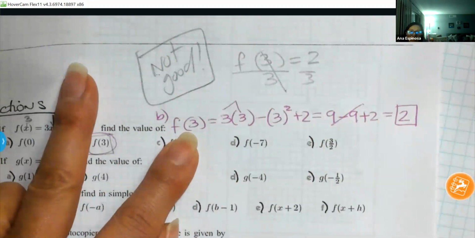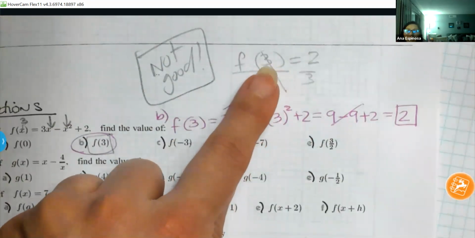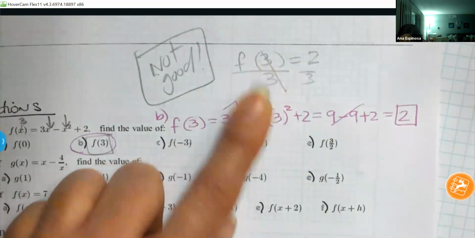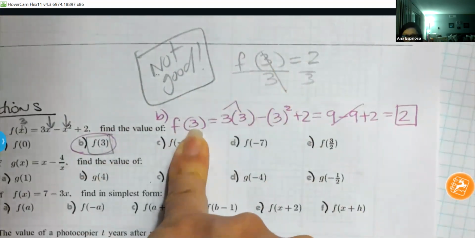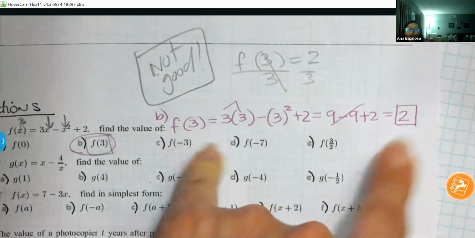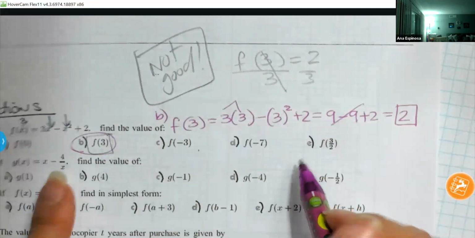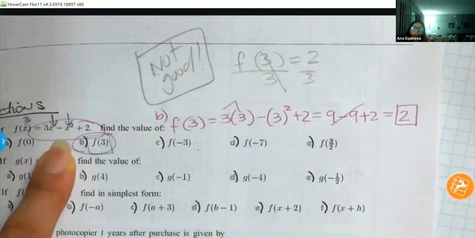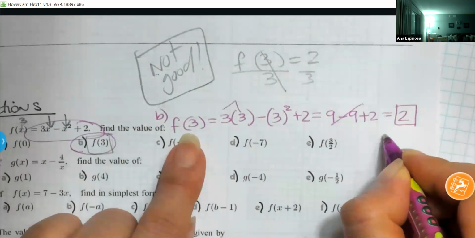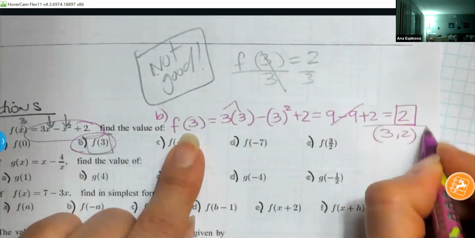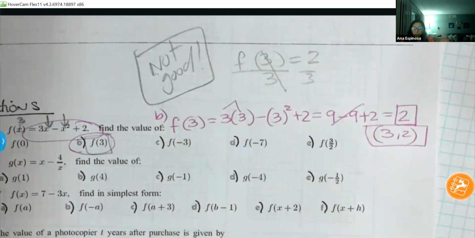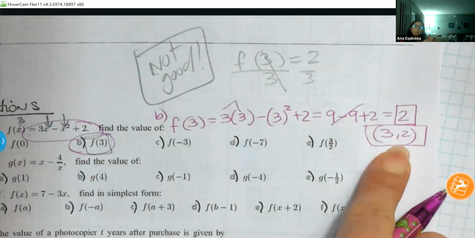Don't do that, please. F of 3 means x is 3. What is y? When you are plugging in a 3 for x, whatever you get out of it is your y value. So if I wanted to plot an actual point on the graph, this is a parabola that you will see and you've seen in your previous math classes. It's a sad parabola, a sad face. So your point would be (3, 2). That's an actual point on that happy or sad parabola. In this case, it's a sad parabola. So on that sad parabola, you will find the point (3, 2).